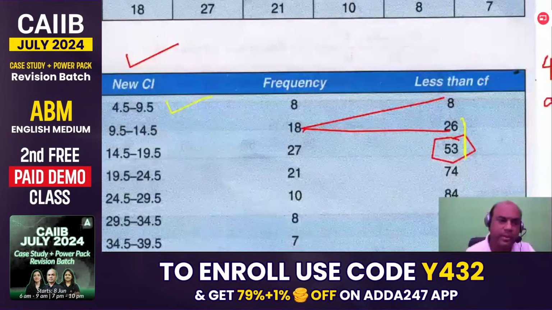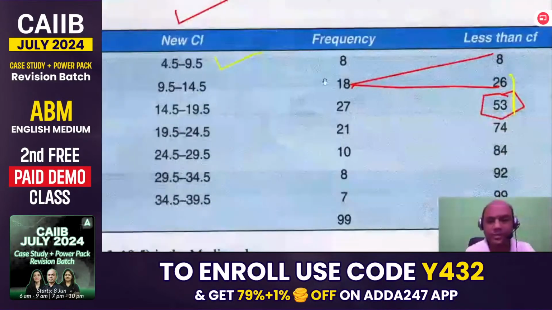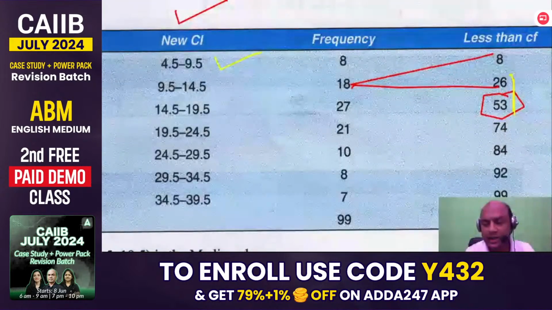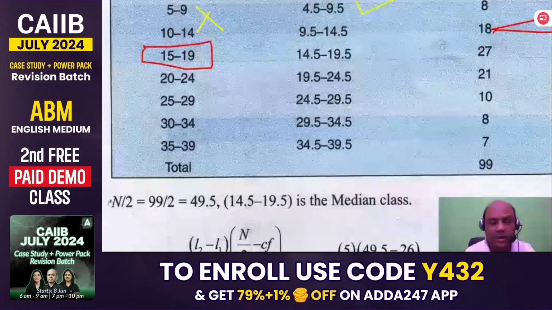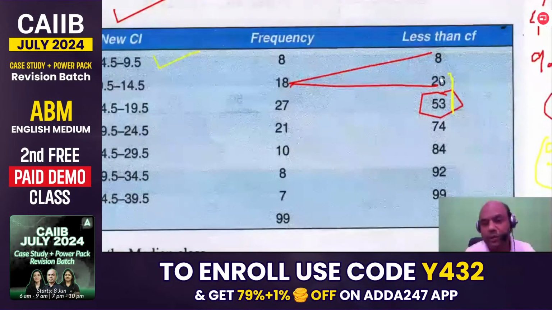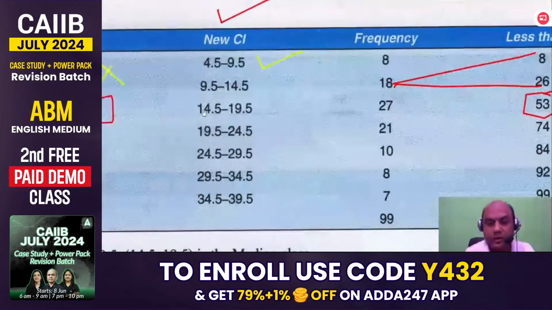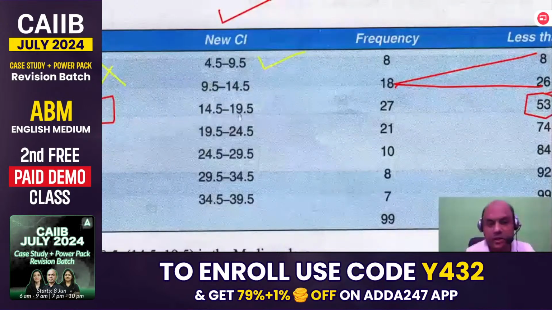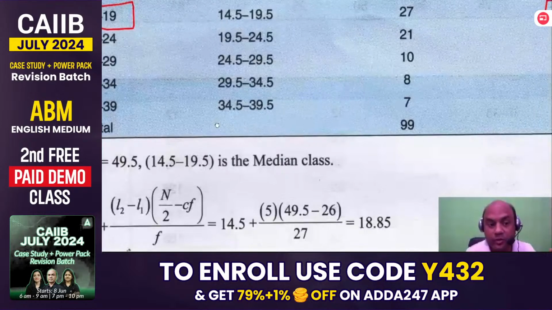Go on. So what is the total? If you do the total of this, 8 plus 18 plus this, you are getting it as 99. So what do you want? N upon 2. N upon 2 is 99 upon 2. So it is what? 49.5. See this. N upon 2, 49.5. So 49.5 will lie between what? 26 and 53. Between this it will lie. So this 53 means what? What is the x corresponding to this? 14.5 to 19.5. So this is your class. 14.5 to 19.5.